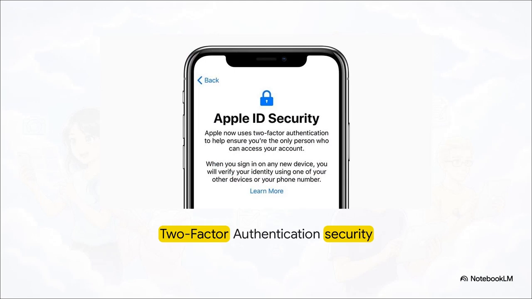And to make sure absolutely nobody else can get in, iCloud uses two-factor authentication. Think of this as the bouncer at the door of your digital cabinet. It's a vital security mechanism designed to completely prevent unauthorized access to your account, making 100% sure that you are the only one who can ever unlock your data.